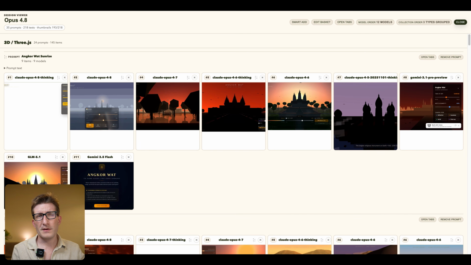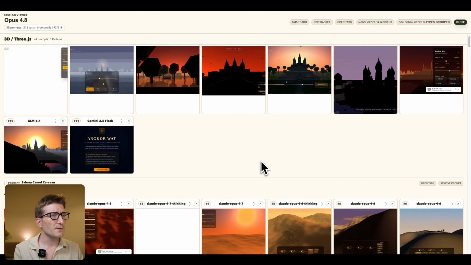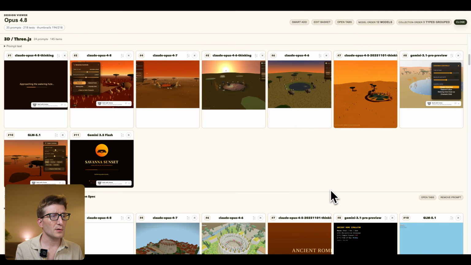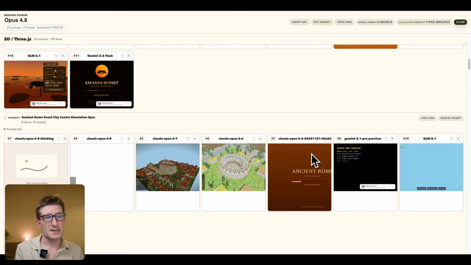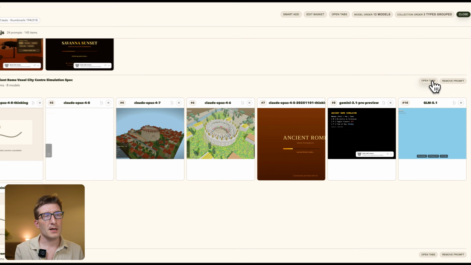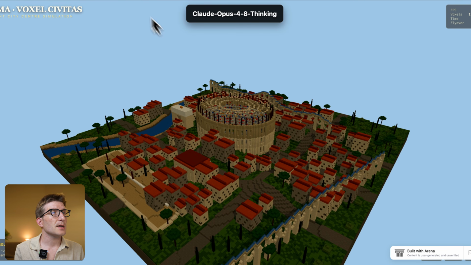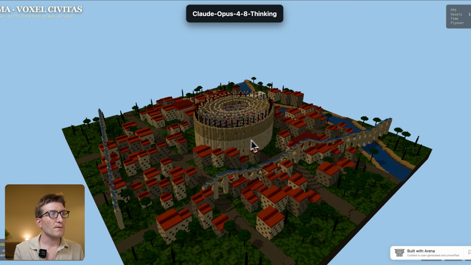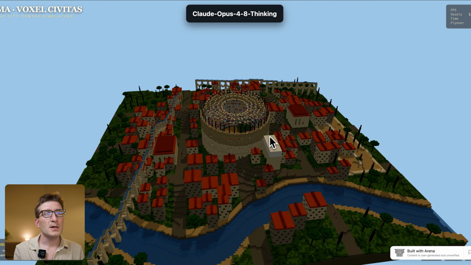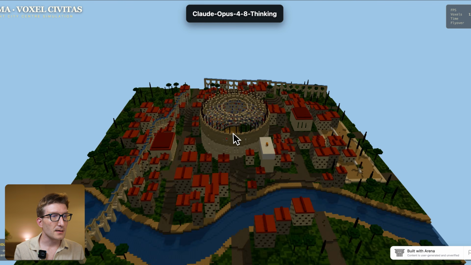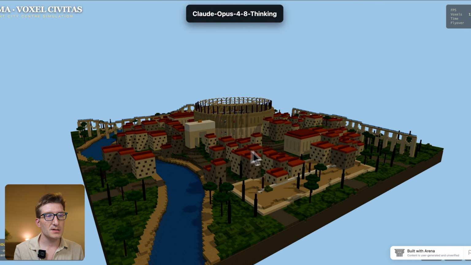We're not going to do this for every single one, but I'll give you a few examples to give you a feel for how things have evolved, where things got better, where things didn't get better, and you'll get your own opinion. So let's get into it. First of all, this is the Voxel generation of Rome. This is Opus 4.8 thinking here, which I think is a rather nice generation.